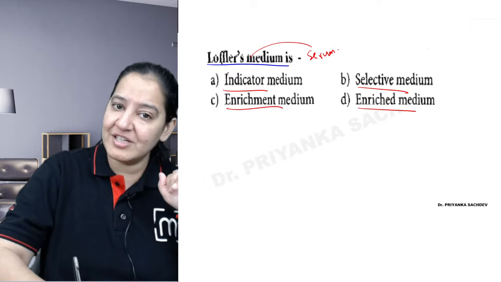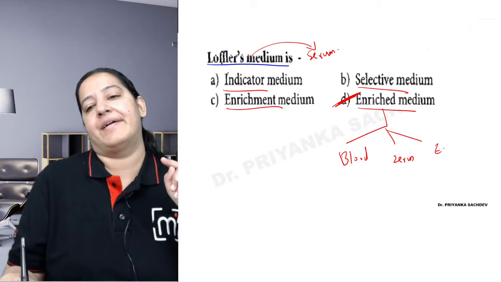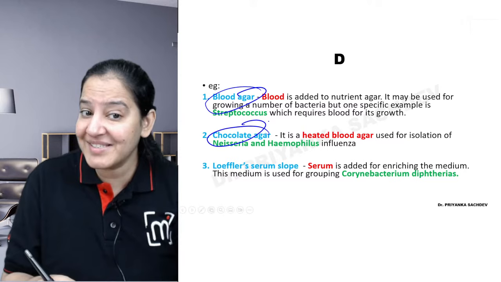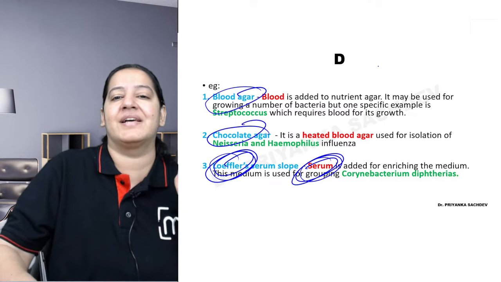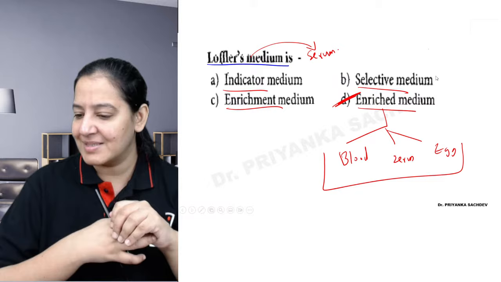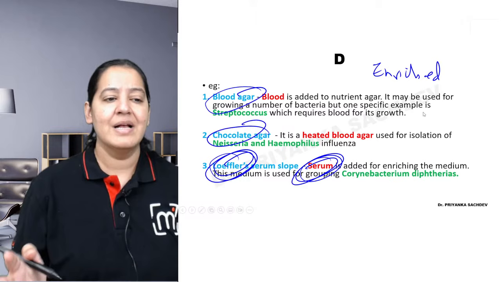Yes, it is an enriched media. Enriched media is a media which contains either blood or heated blood, serum or egg. Any media containing these is known as enriched media. I have told you three examples here, and I guess you forgot. Blood agar, chocolate agar, and the third example is Loeffler's medium, which contains serum. That's why it is an example of enriched, not enrichment. Yes, Padmavati, you are right. Give me a thumbs up, those of you who were wrong. Sai, Rakesh, Osama, you got it. The correct answer is enriched, not enrichment or anything else. Students get confused here. The correct answer here is D.